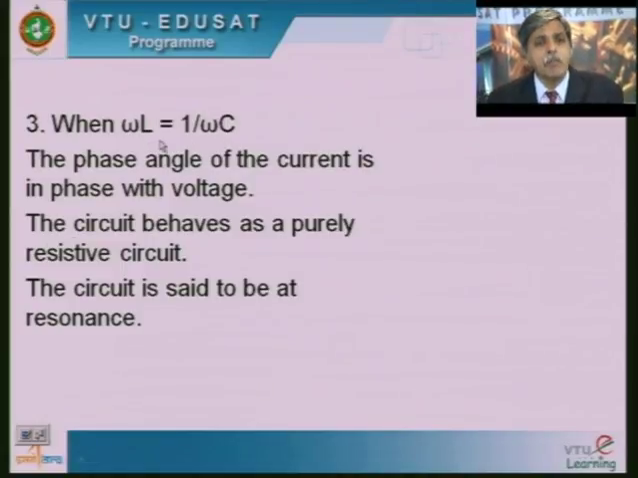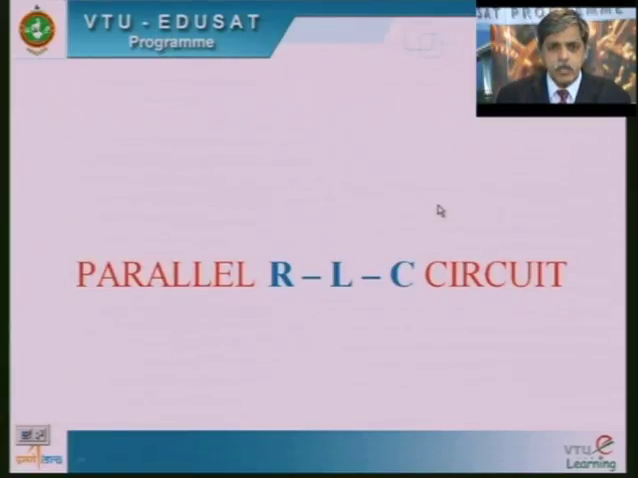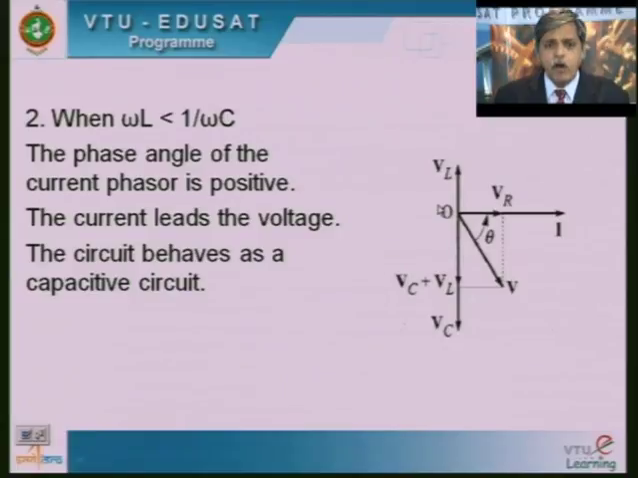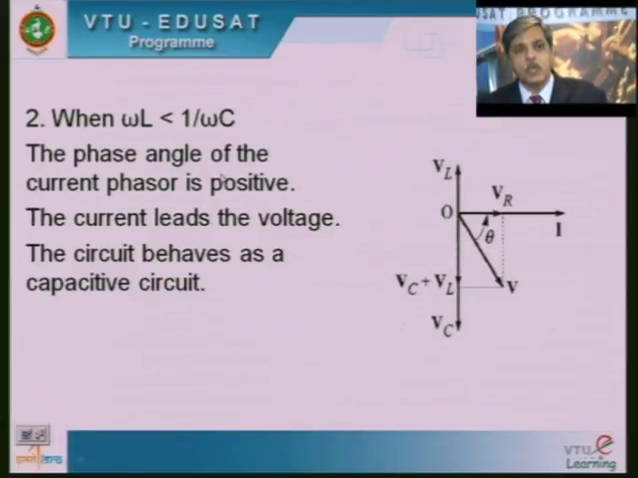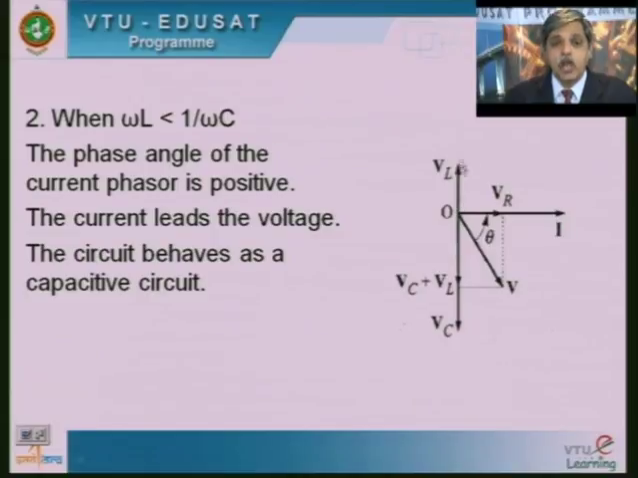That means the complete inductive effect in the network because of the inductance is cancelled or neutralized by the capacitance present in the network. So if you see the phasor diagram for that condition, VL is equal to VC, that is 1 by omega C. The length of VL and the length of VC are both equal. Because they are in opposite directions, their difference is 0.